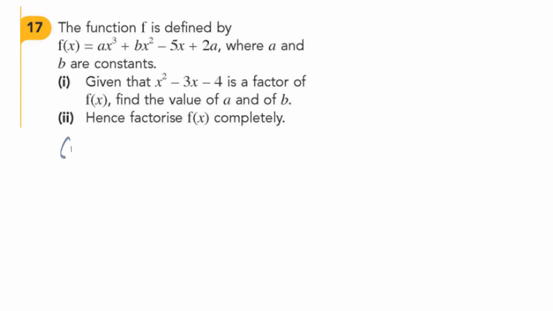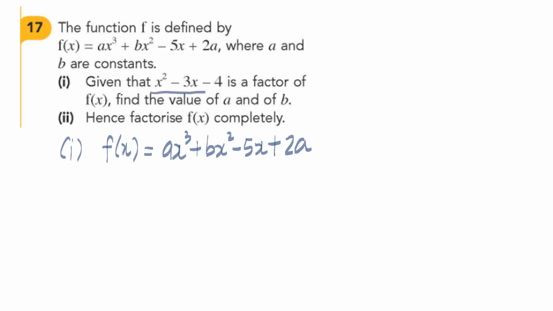Let's write down the function, which is ax cubed plus bx squared minus 5x plus 2a. There are two unknowns there, a and b. They are constants that need to be determined. If you look at part 1, you are given that this is a factor.